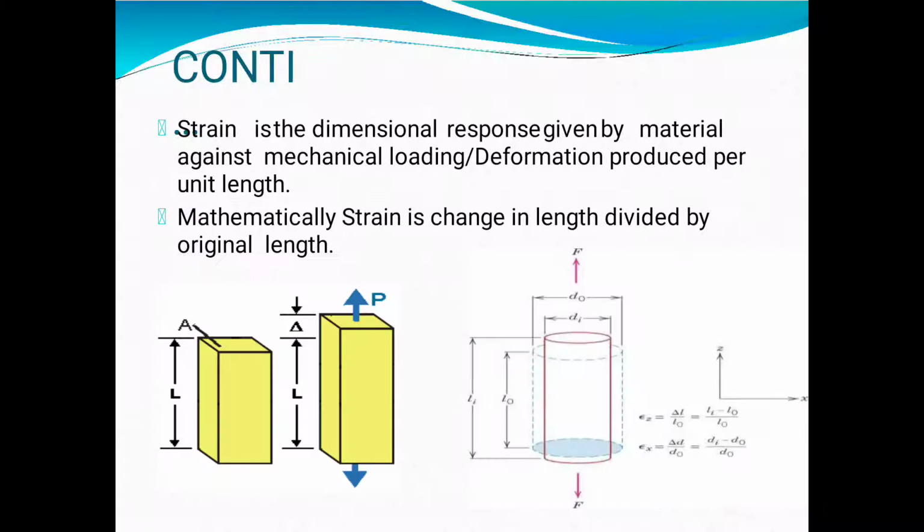Strain is the dimensional response given by a material against mechanical loading, the deformation produced per unit length. Mathematically, strain is change in length divided by original length. Here I have shown two examples, number one is A and number two is B. When you apply the load, the original dimension is L. When you apply the load, it changes to L plus another one dash. That is how you find strain.